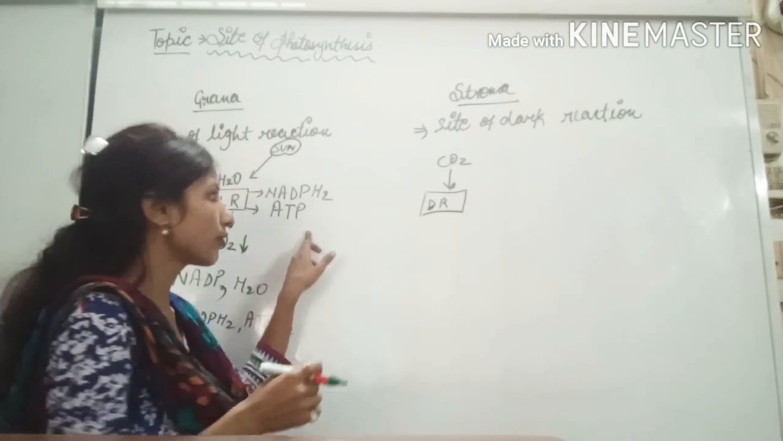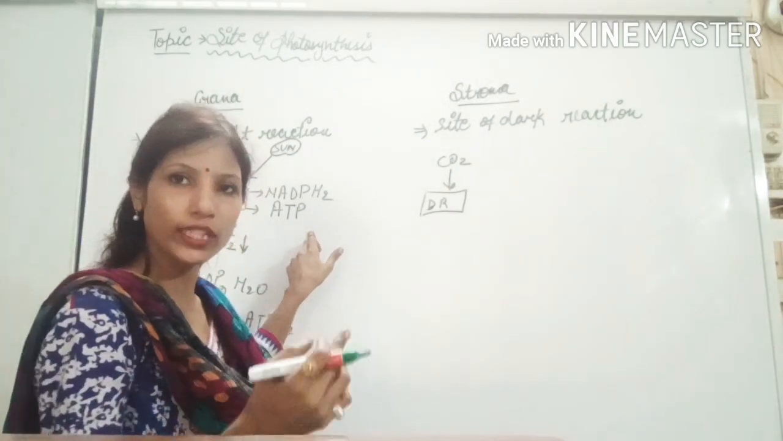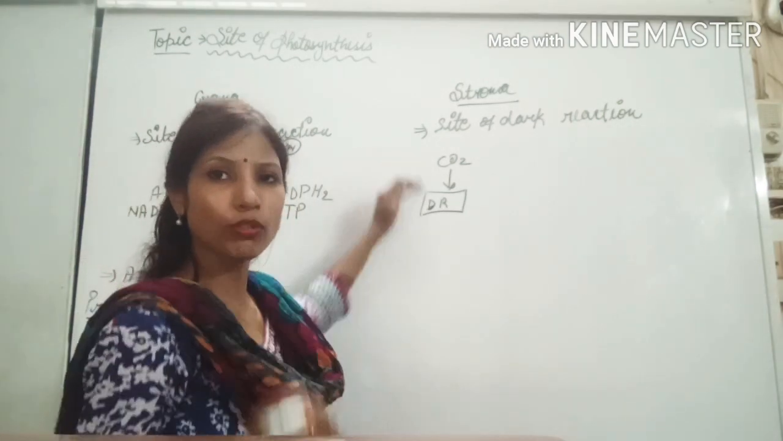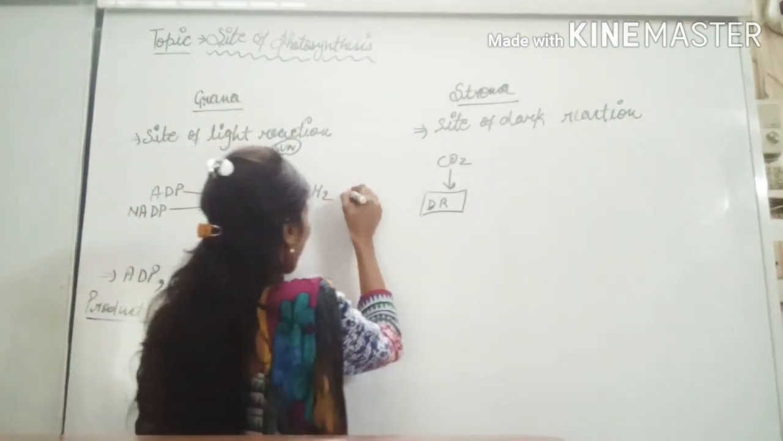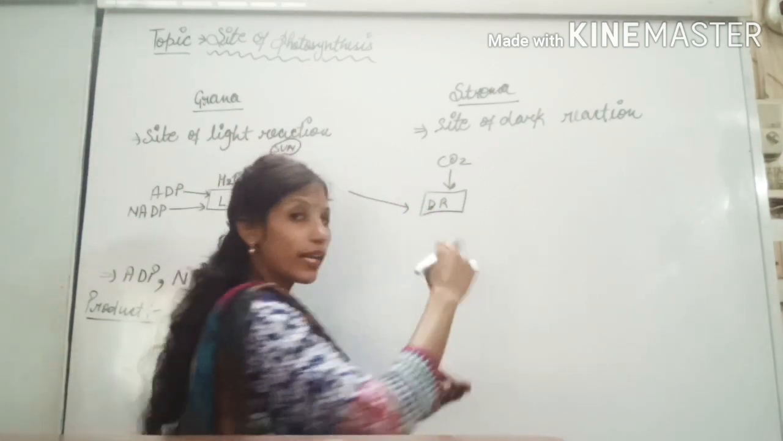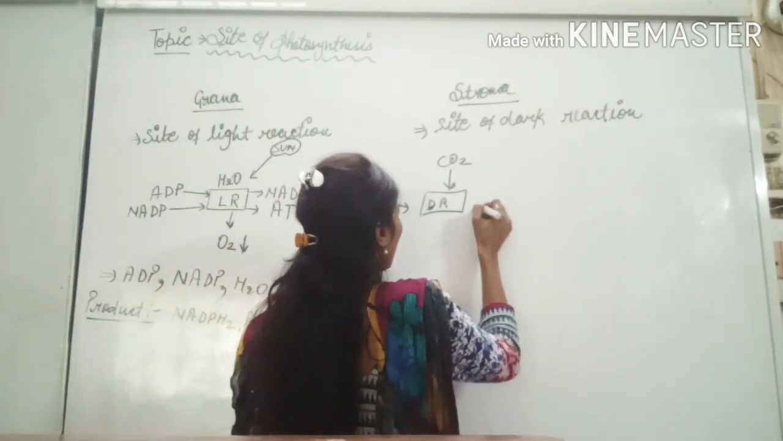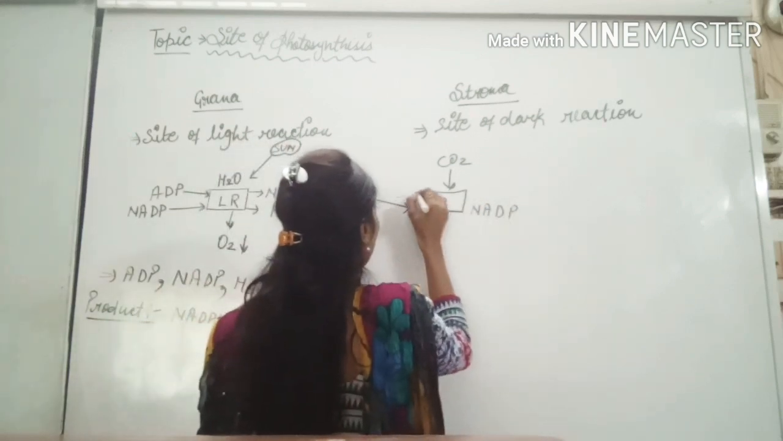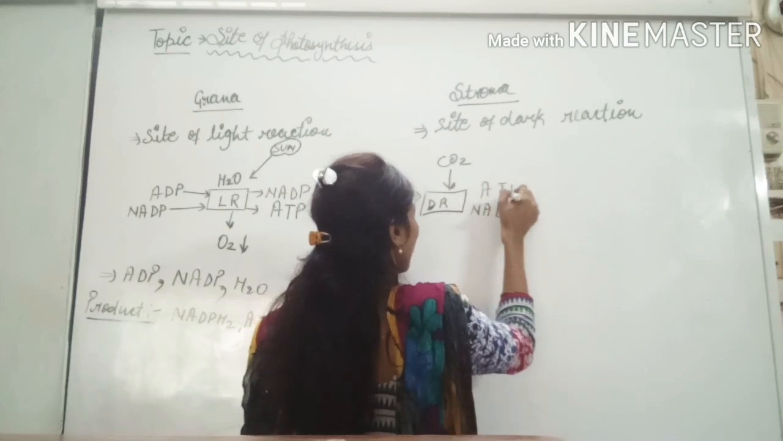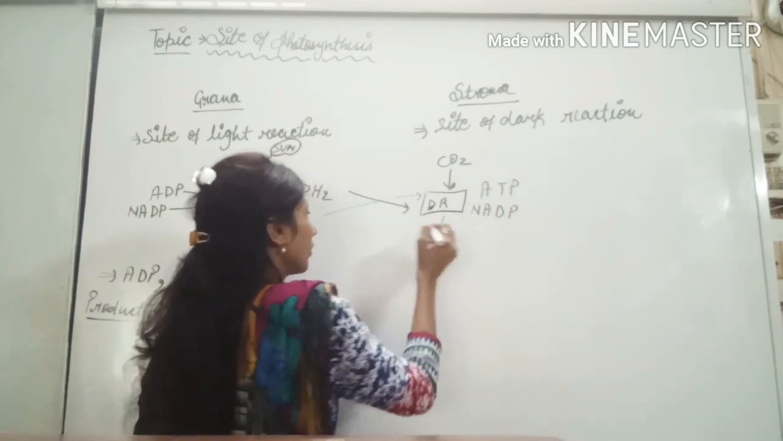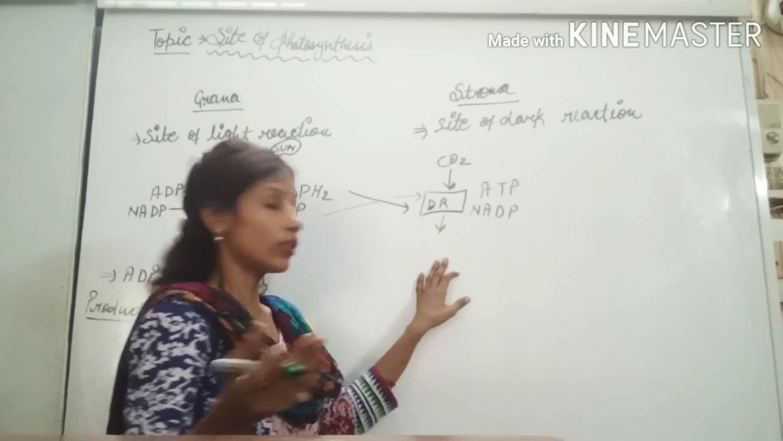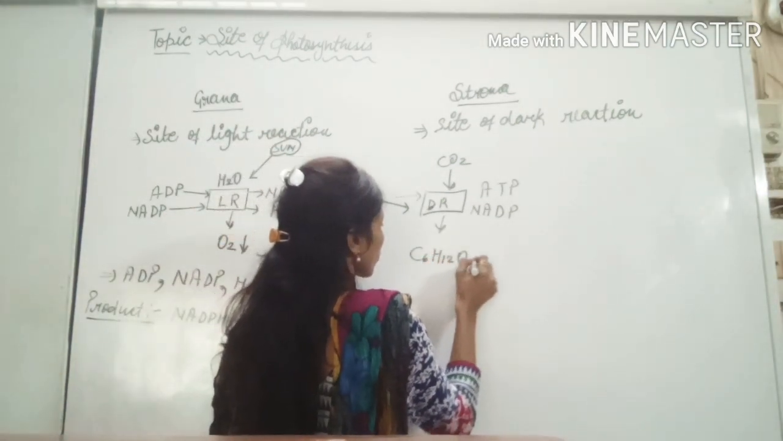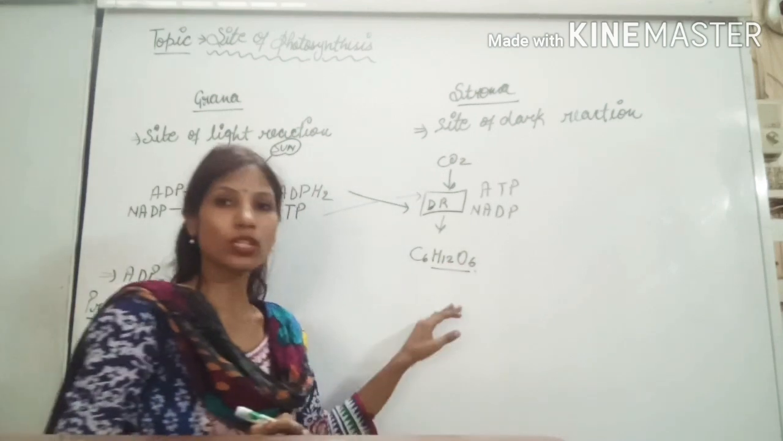Now they both will be used in the dark reaction. I have already told. Now see what will happen: CO2 will again have hydrogen added. Then this NADPH2 again converts into NADP and this ATP again converts into ADP, right? And finally we get C6H12O6, so glucose is formed here.